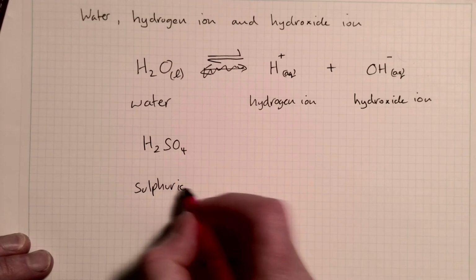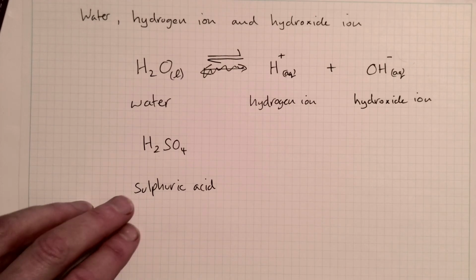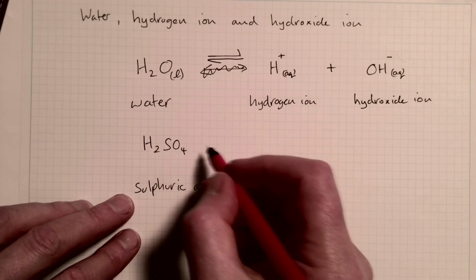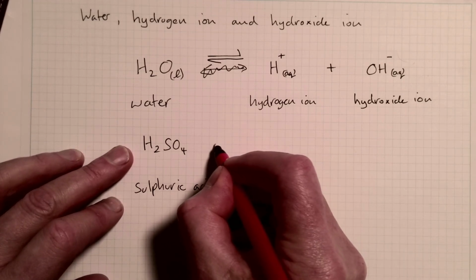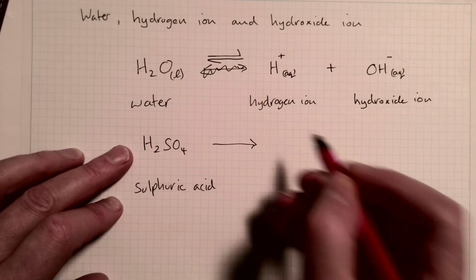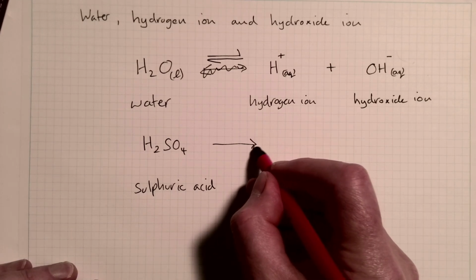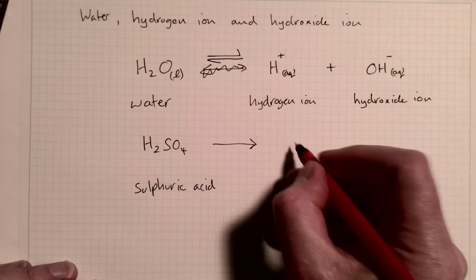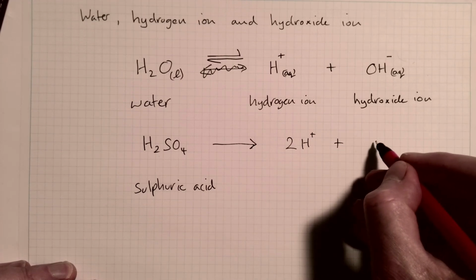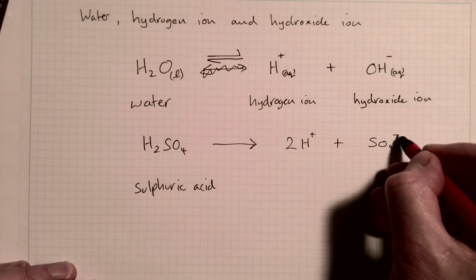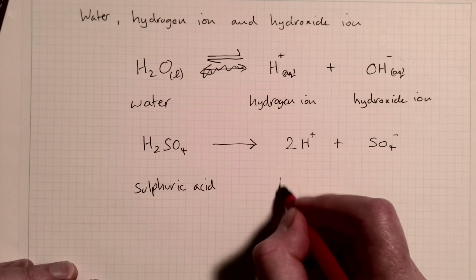I should really use the F because they changed that in 1990. I think we all have to use the F now, but anyway, old habits die hard. I can dissociate this stuff by dissolving it in water, strangely enough. What happens is I ionize the thing, and I get two H+ ions plus an SO4 2− ion. Okay? So let's have a look at this.